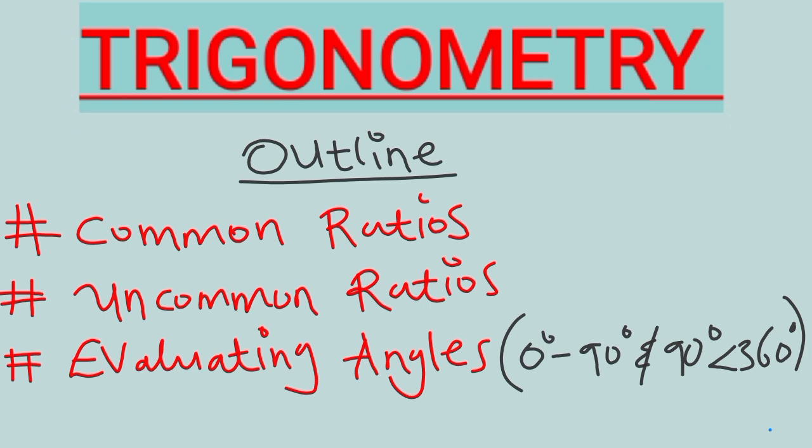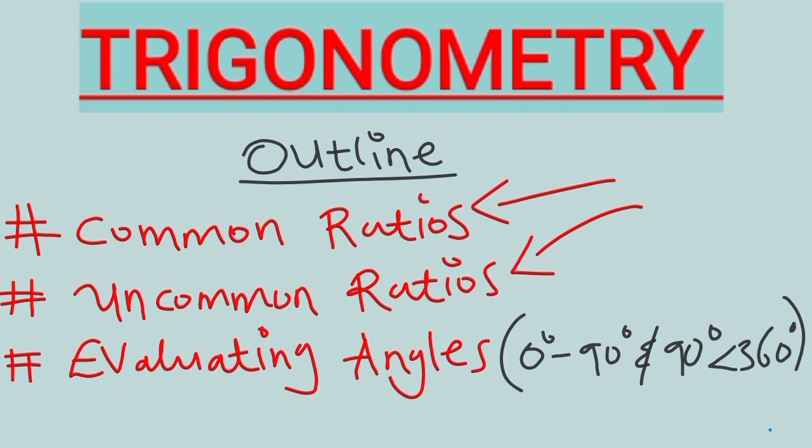What you are able to see there is just an overview of what we're going to be talking about. We're going to start with the common ratios. What are common ratios? How do we evaluate common ratios? And then, it's obvious: if we have something which is common, then we're also going to have something which is uncommon.